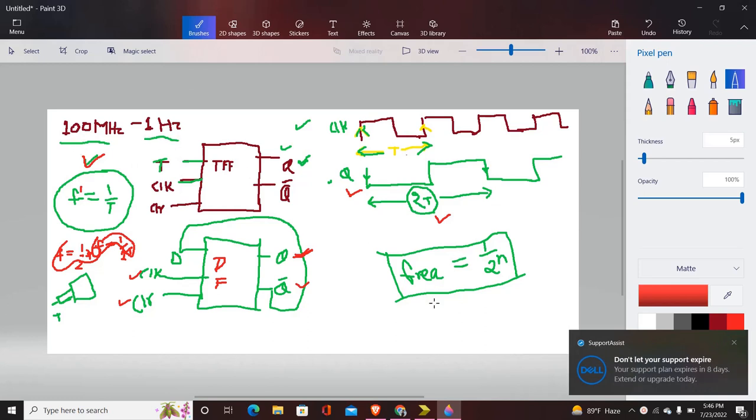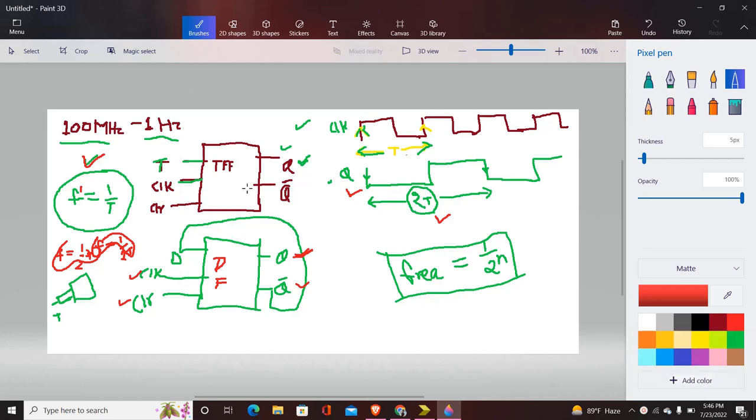Once we pass through one flip-flop, the frequency is basically divided by 2, and now if we want to divide it by 4, we need two flip-flops. And if we want to divide this frequency further by 8, we need three flip-flops. So I just want to clear the concept. We need a general formula to implement our concept to divide the 100 megahertz frequency.